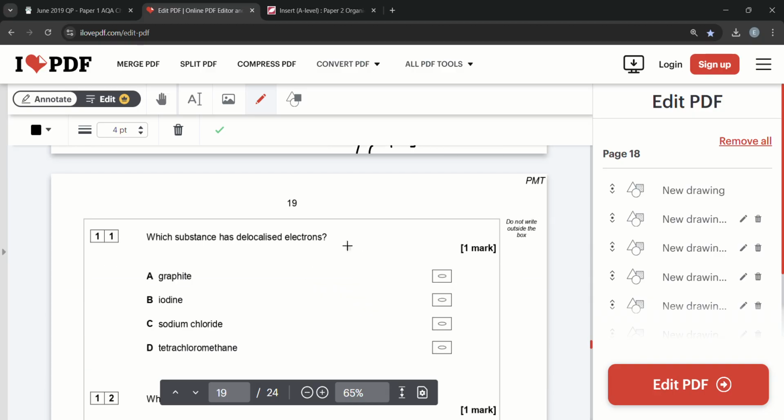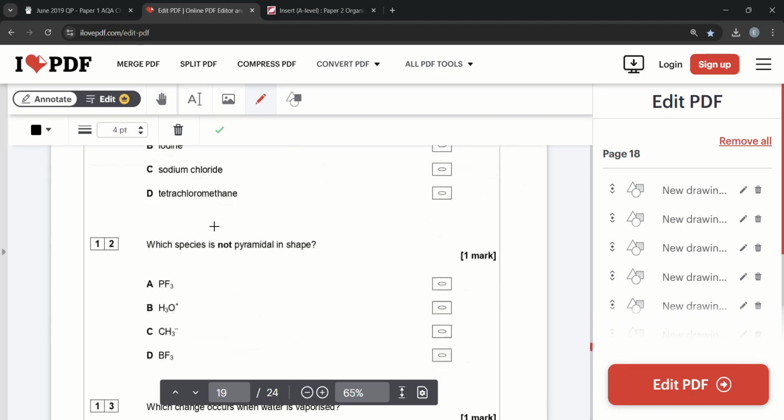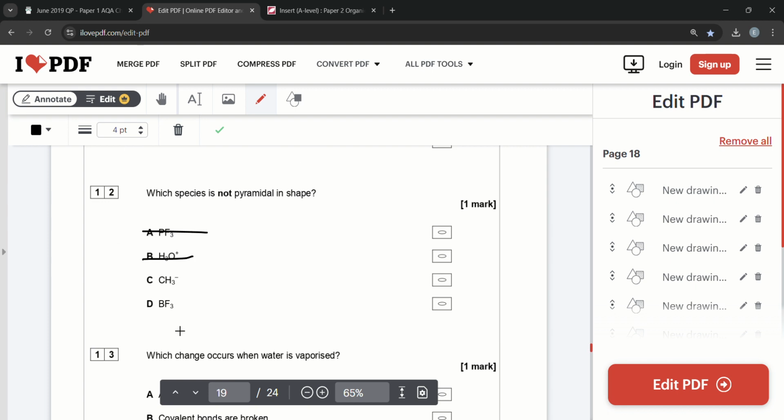Question 11. Which substance carries electrons? It's obviously A, graphite. Which species is not pyramidal in shape? PF3 definitely is. H3O+, for a minus electron, it will be. CH3-, we add an electron, it will be. BF3, that's not pyramidal.